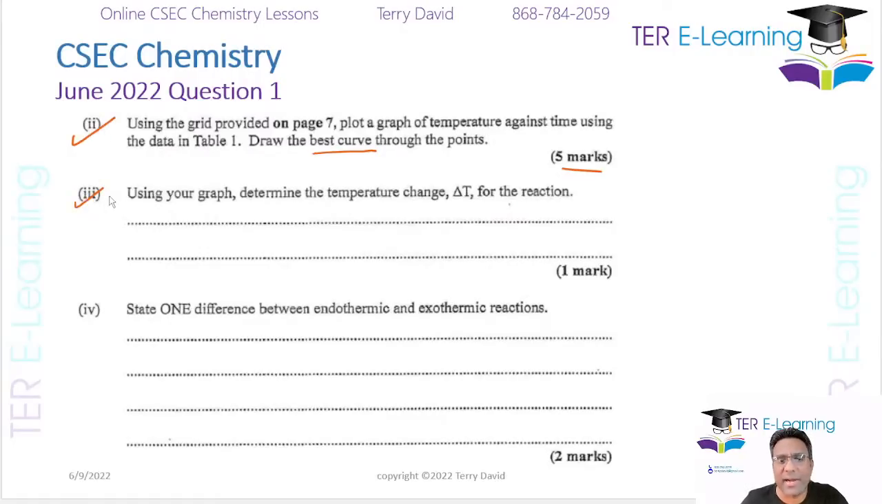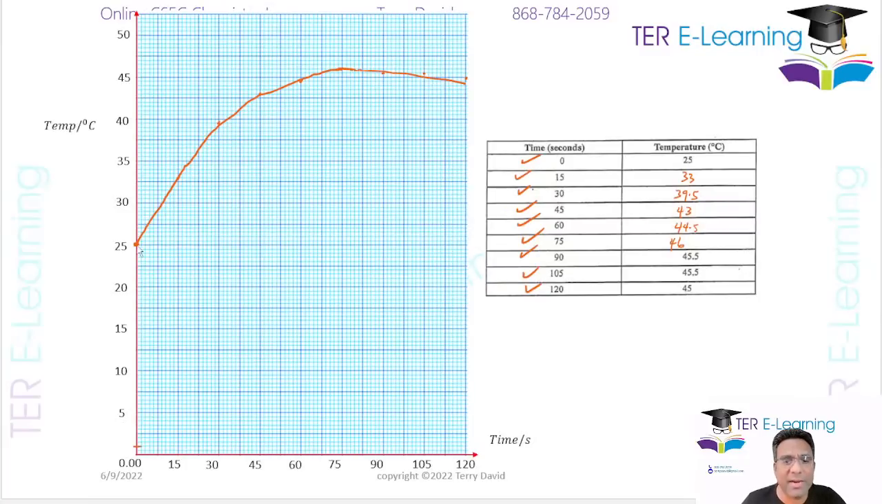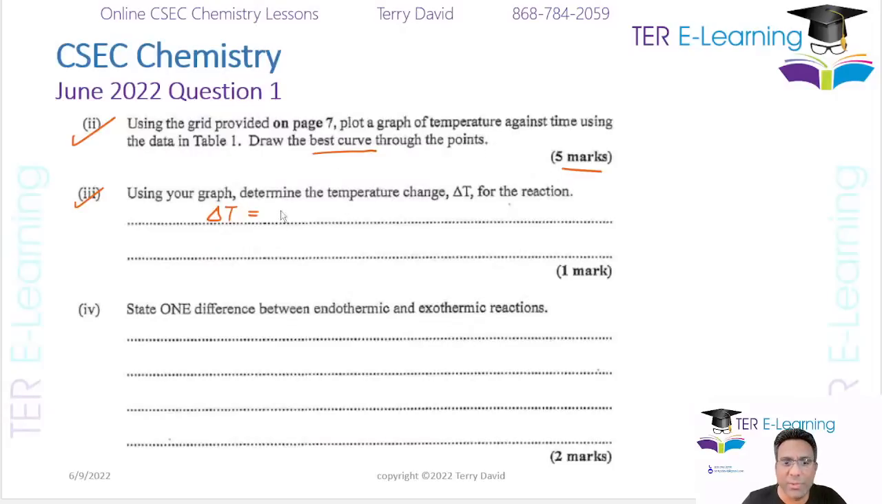The next part: using a graph, determine the temperature change delta T for the reaction. Delta T for the reaction is the difference between your highest temperature reached and your lowest temperature reached. Our lowest temperature is 25 and the highest temperature that we plotted was actually 46, according to my graph. So you should have taken 46 minus 25, and that gives you 21 degrees Celsius. That's your change in temperature.